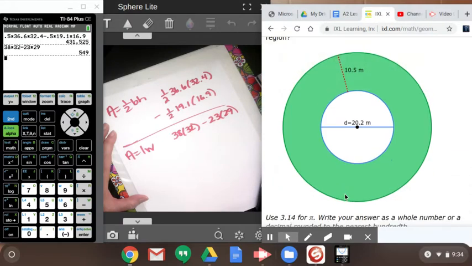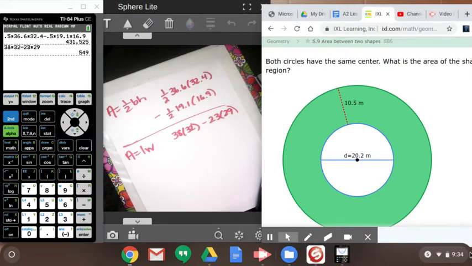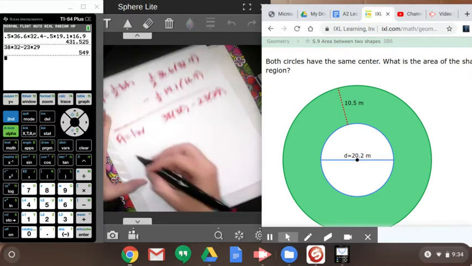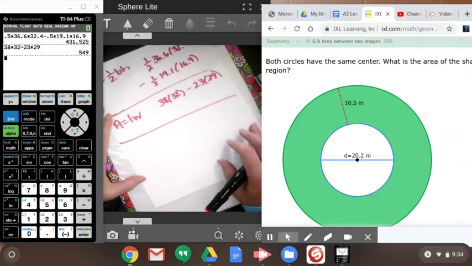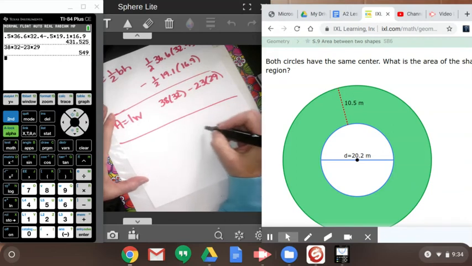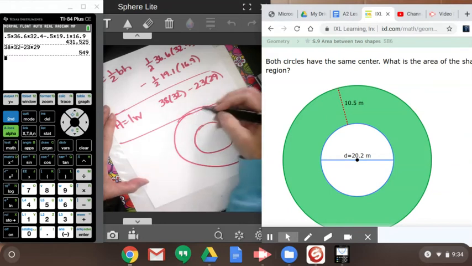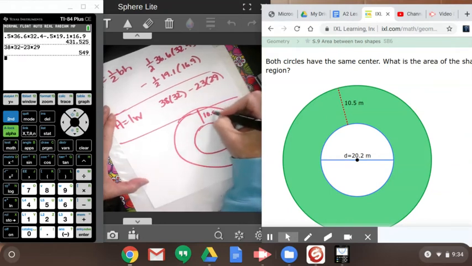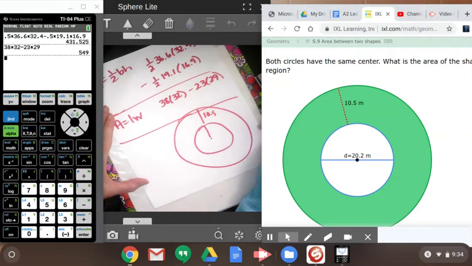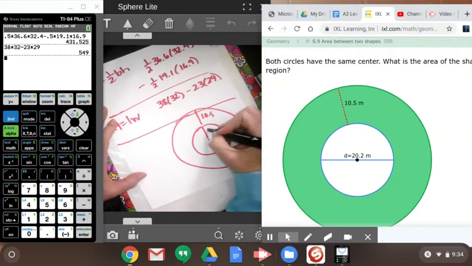So I'm going to put that in for my answer. Fantastic. All right, I'm going to do a circle question on this one. A couple of things you've got to be careful on a circle. Here's my smaller circle, and they're telling you that this is 10.5. And on the other one, if the diameter is 20.2, you have to cut that in half. So that would be 10.1.